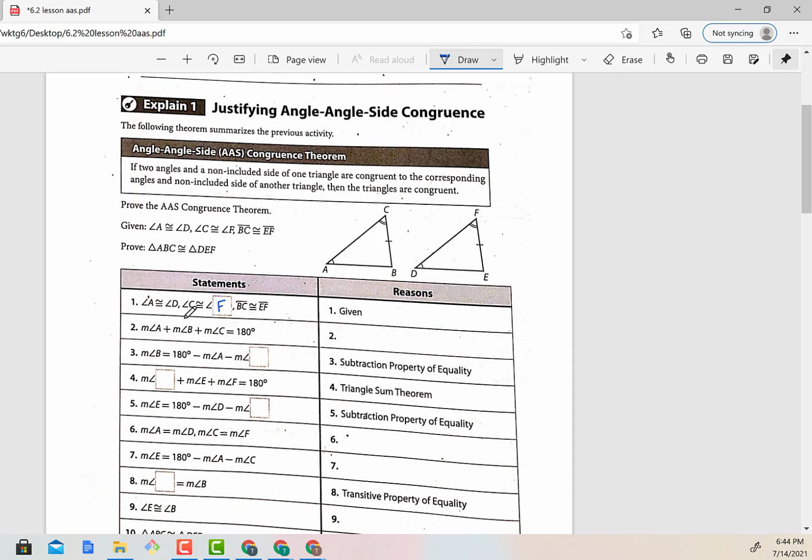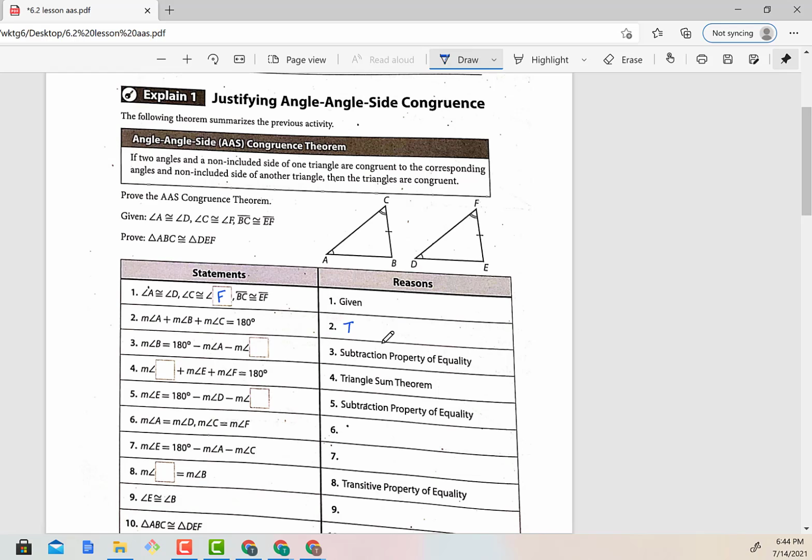Step number 2, it says the measure of angle A plus the measure of angle B plus the measure of angle C equals 180. So of course we know that the three angles add up to 180. You also need to know the reason. It's all about knowing your geometry vocabulary. And that is the triangle sum theorem, is what that's called.